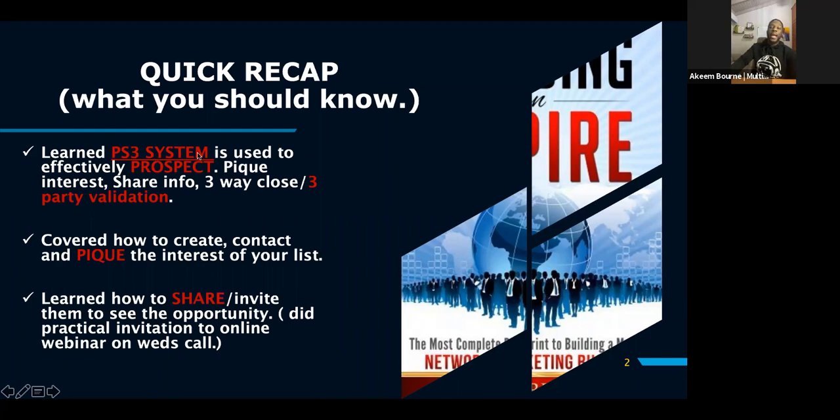You should know what the PS3 system is and how it is used to effectively prospect, because that's what we're talking about. That's the first P, the first skill that we're teaching you how to master, how to prospect. The PS3 system stands for piquing interest, sharing the info, and three-way close or third-party validation. And this is critical information, because you would have seen Kai in the first call, he stressed the importance of how to create your list, how to contact your list, and how to pique the interest of your list, right? So you should know how to do that.